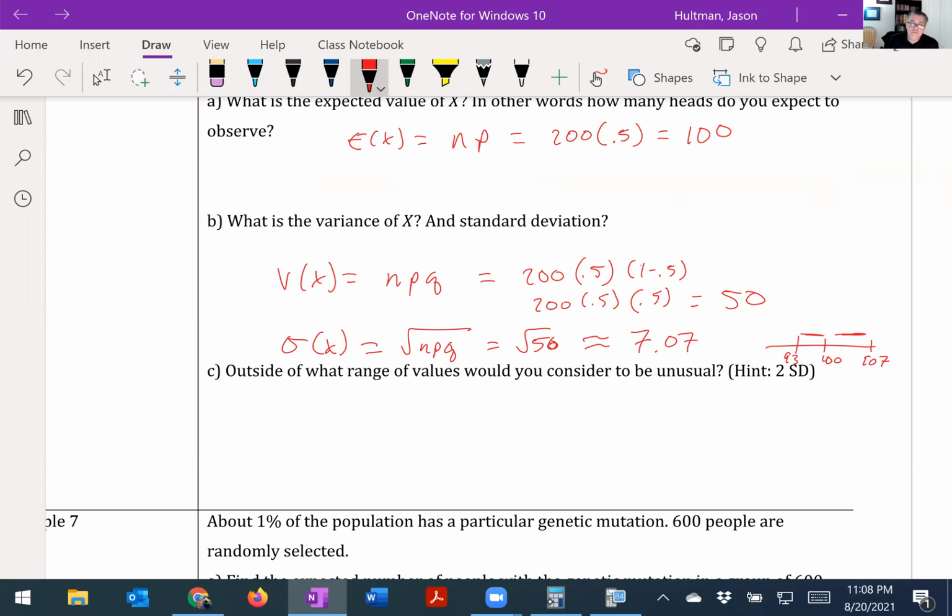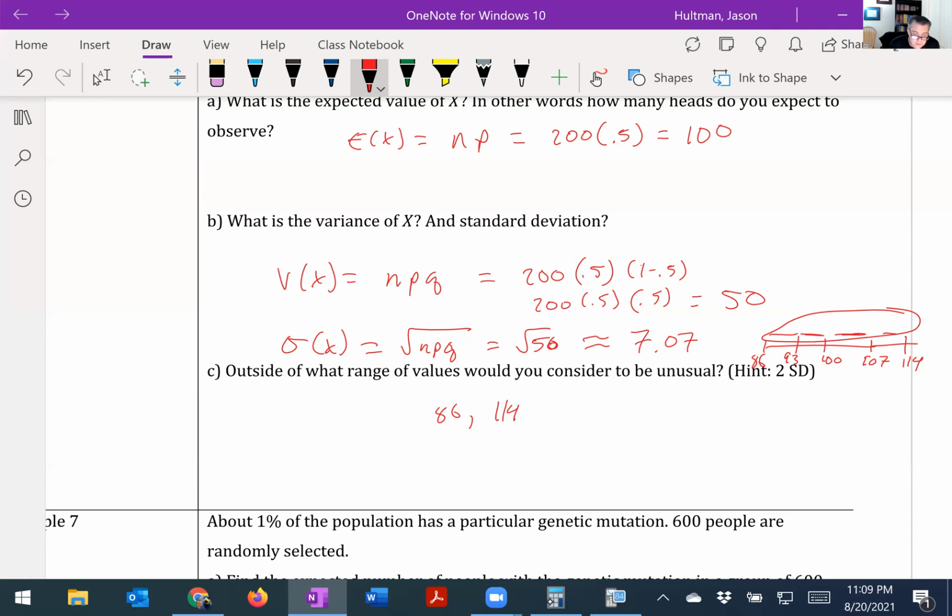Outside of what range of values would you consider to be unusual? What would be 2 standard deviations below or above, right? Because usually we say 95% are within 2 standard deviations. So if I take this 7, approximately 7, and subtract 2 of them, 93 minus 7 is 86. And 107 plus 7 is 114. Okay, so 95% of the data is going to be here, 86 to 114.